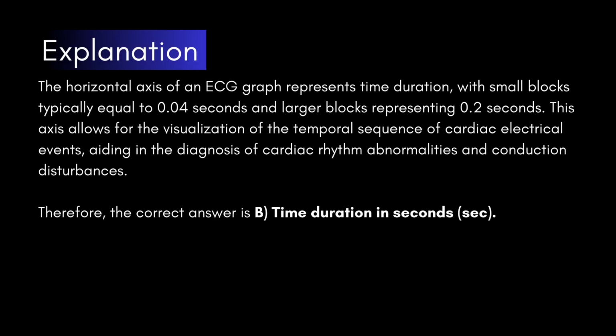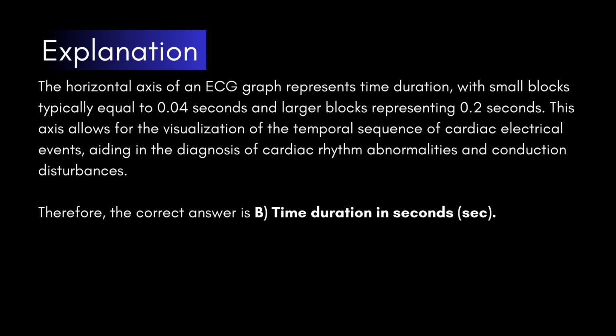The horizontal axis of an ECG graph represents time duration, with small blocks typically equal to 0.04 seconds and larger blocks which represent 0.2 seconds. This axis allows for the visualization of the temporal sequence of cardiac electrical events, aiding in the diagnosis of cardiac rhythm abnormalities and conduction disturbances. Therefore, the correct answer is B, time duration in seconds.